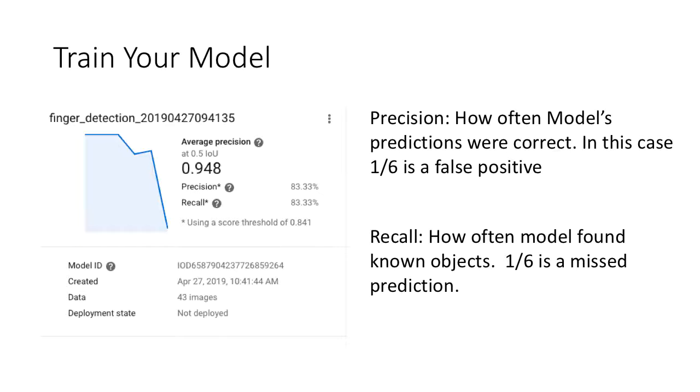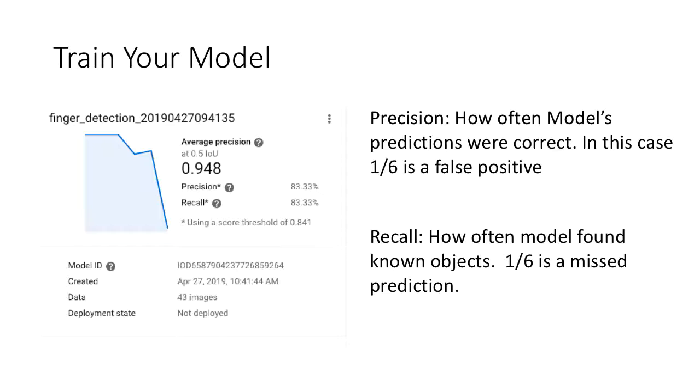And what this is saying is the precision is 83%, which means how often it is correct. So 1 out of 6 is a false positive. So it sees a finger, but it's not right. And the recall is how often it misses. So it misses 1/6 of the time. Again, I did this with 43 images, right? The more images you do, the better you train it, the better it's going to work.